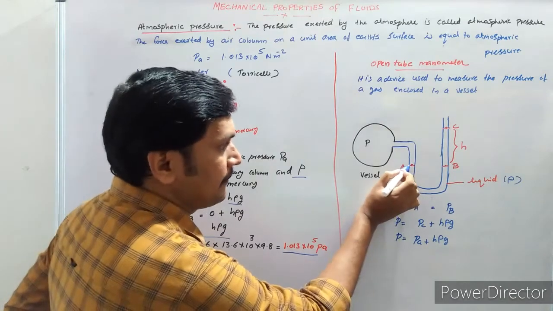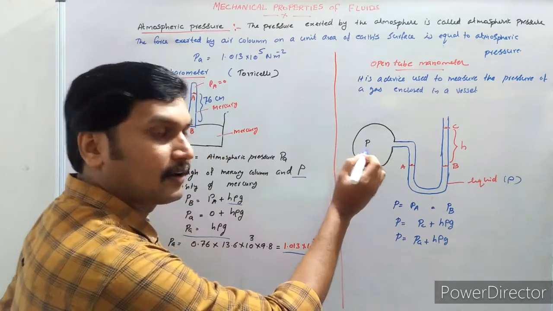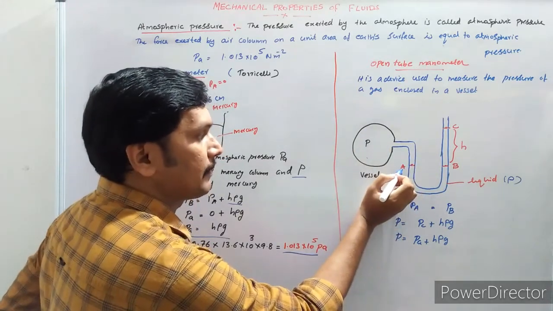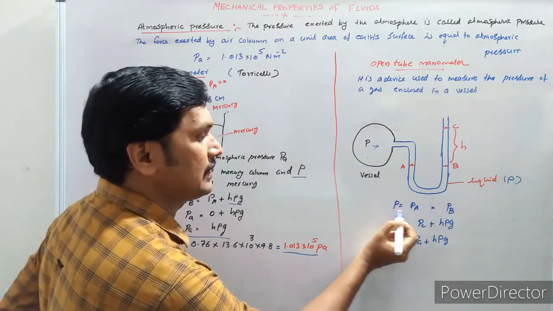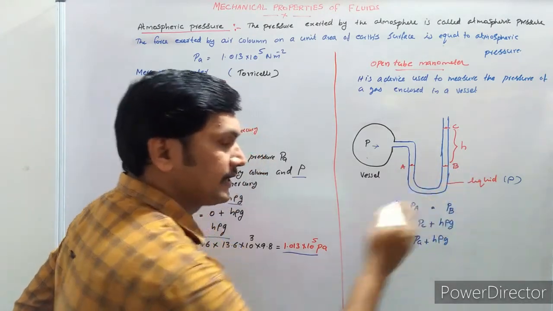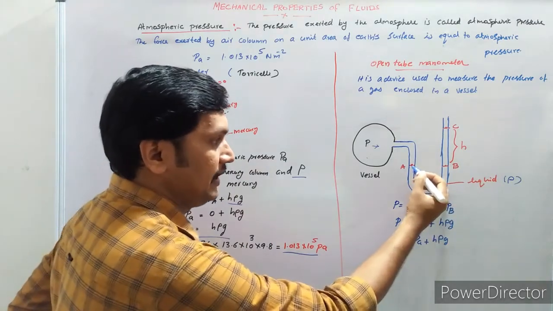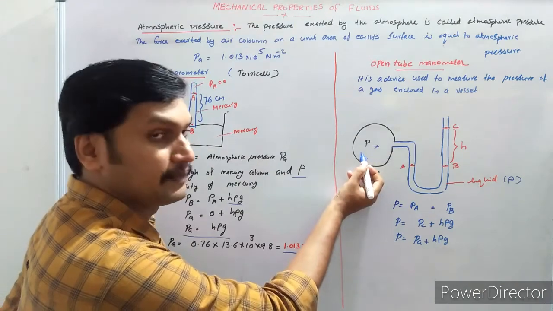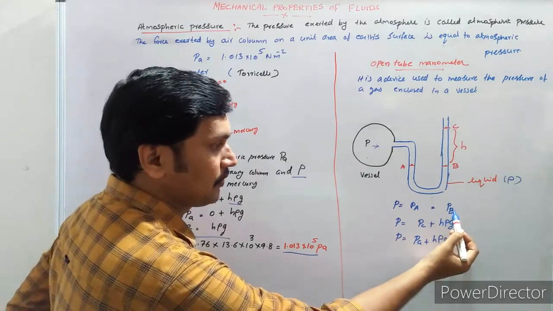At this point A, the pressure acting is the pressure exerted by this vessel, that is, the pressure inside this vessel. We can write P is equal to PA. A and B are two points on the same level of a liquid at rest, so we can write pressure at A is equal to pressure at B. We are supposed to measure the pressure P inside this vessel, so we write it as equal to pressure at B.